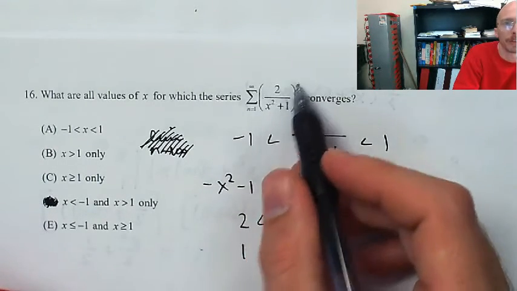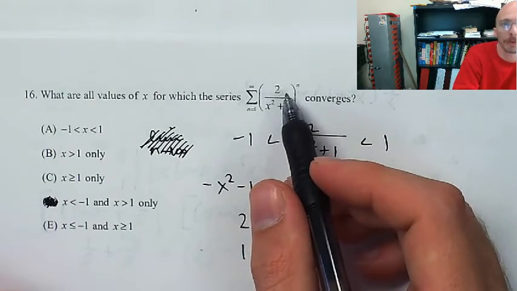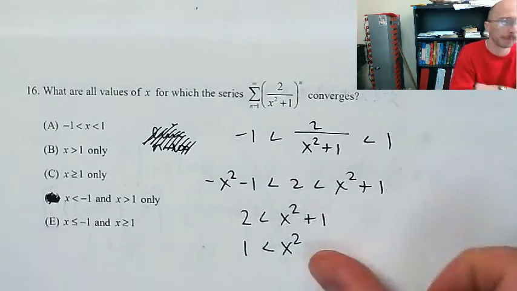But at the actual values of 1 and -1, think about what would happen. I'd have 2 over 2 is 1 to the n. Well, the sum of 1 to the n is 1 plus 1 plus 1 plus 1 plus 1 forever, and that's going to go to infinity.